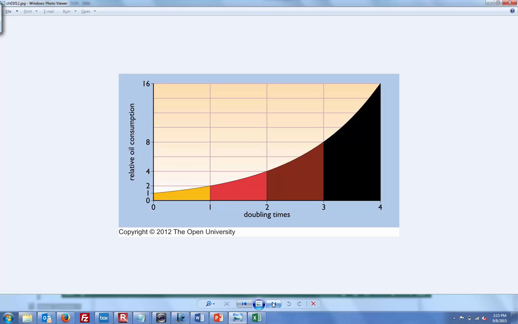In each one of these figures, the volume or the area under the curve actually doubles. Again, showing the power of the exponential.